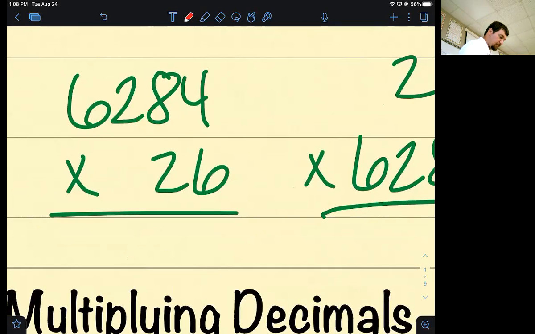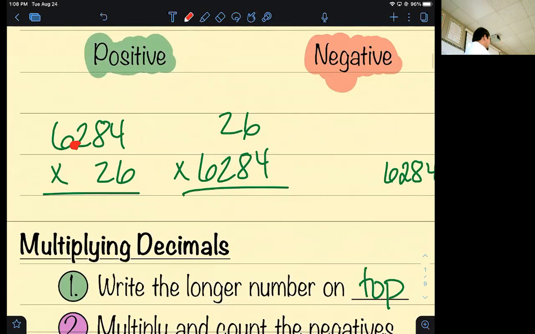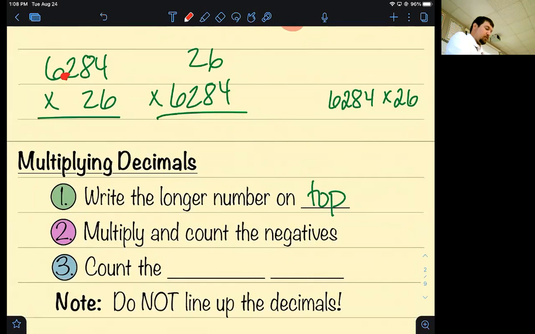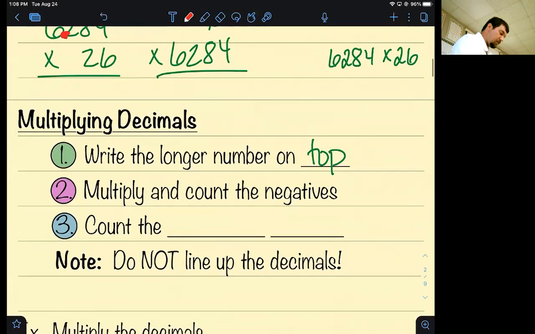Well, hold on a second. There we go. 26 is bigger than 6.284. But because I'm used to seeing it like this, I'm going to write it like this. Put whatever one has the most digits on top. Then you can multiply and count the negatives. After you do that, one additional step we have to do for decimals is count the decimal places.